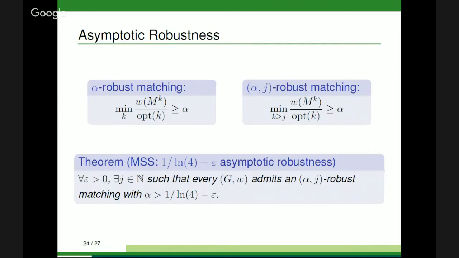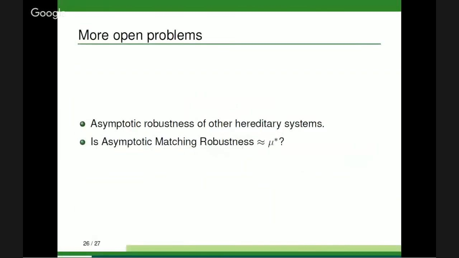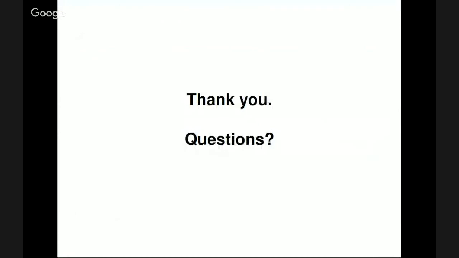So the exact statement is the following: for every epsilon, if you want to get a matching that has robustness 1 over ln of 4 minus epsilon, there exists a number j such that if Bob only selects matchings of cardinality at least j, then every graph has this robustness, and we can find it. Okay, so with that, I finished. Well, thank you.